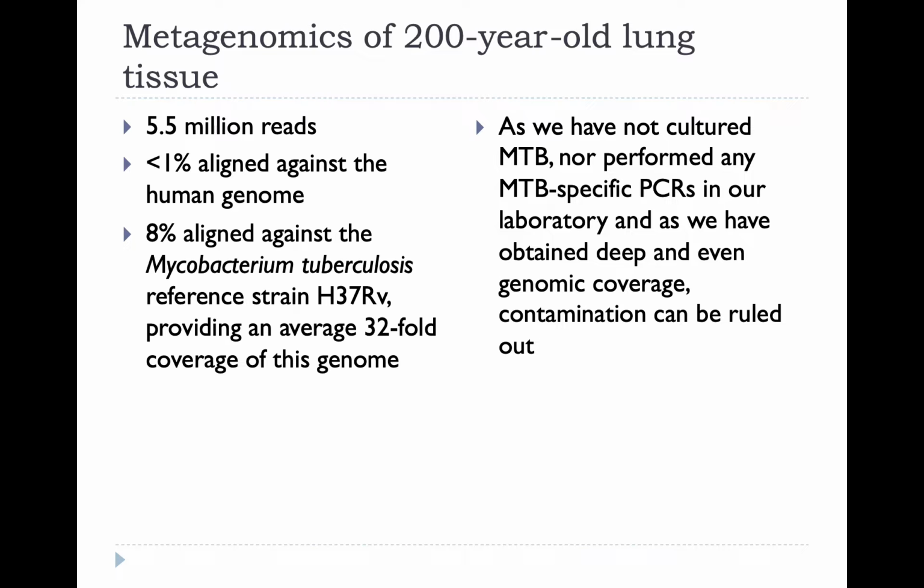My postdoc, Jackie Chan, she did some metagenomics. She got 5.5 million reads, and surprisingly, hardly any of them aligned against the human genome. But 8% of the reads did align against the Mycobacterium tuberculosis reference genome, which gave us about 32-fold coverage of this genome. And again, this is one of those knock you off your chair kind of moments, because that's more or less what you would get if you just grew TB in the lab and then extracted DNA and sequenced it. It's just absolutely remarkable coverage.